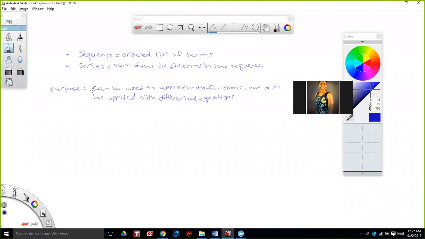And so what's the purpose of series or sequence? Well, they can help you to approximate functions in calculus. It can also be applied with differential equations. So you'll get into the Fourier series and how to approximate functions. So we're going to look at some problems in your math program.